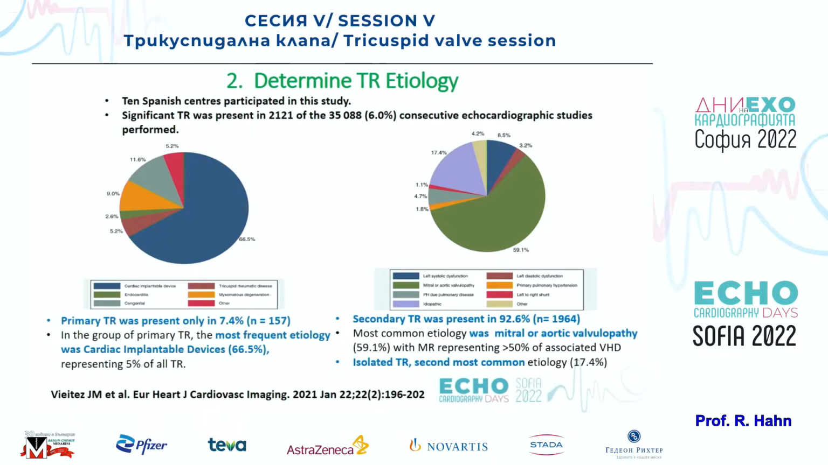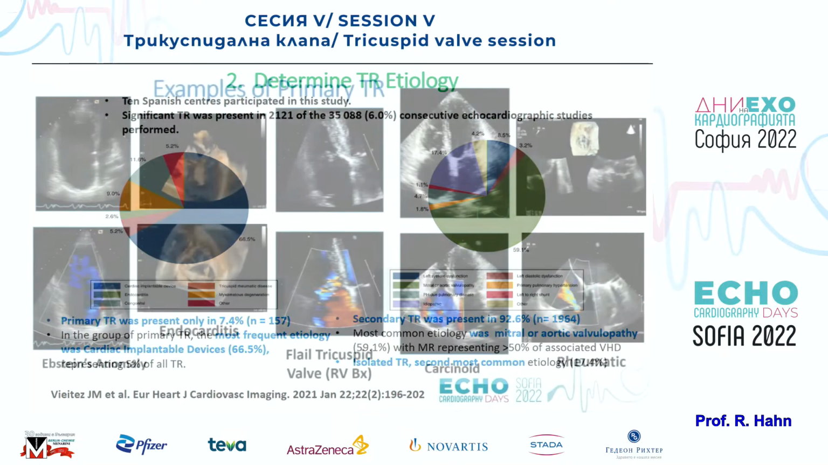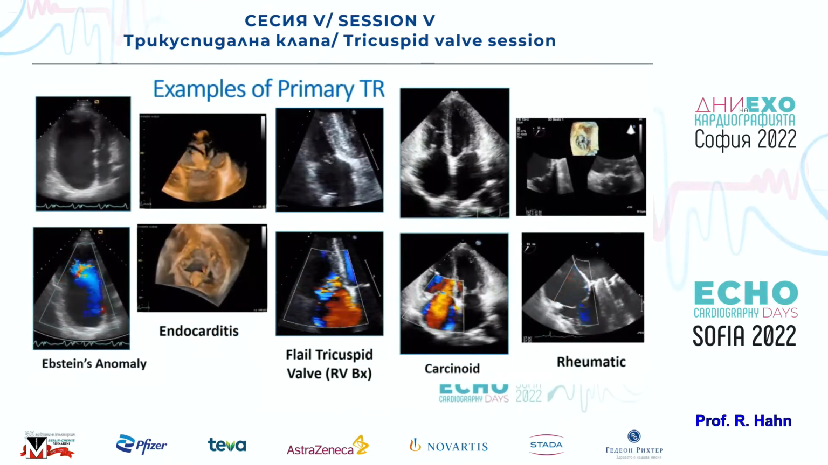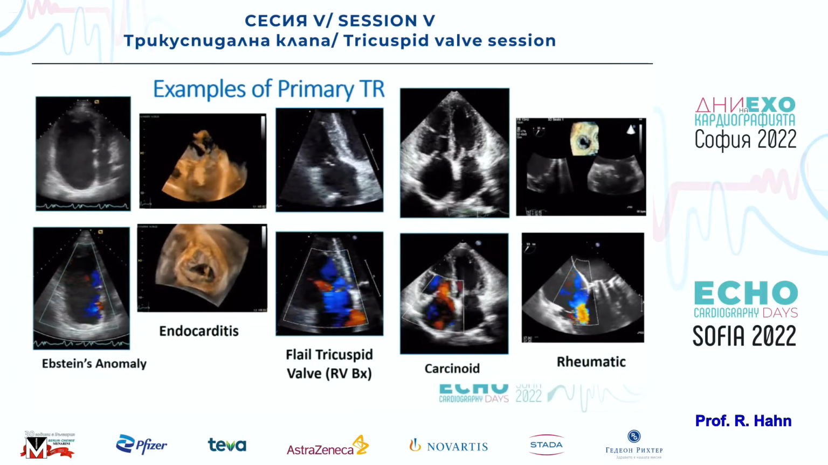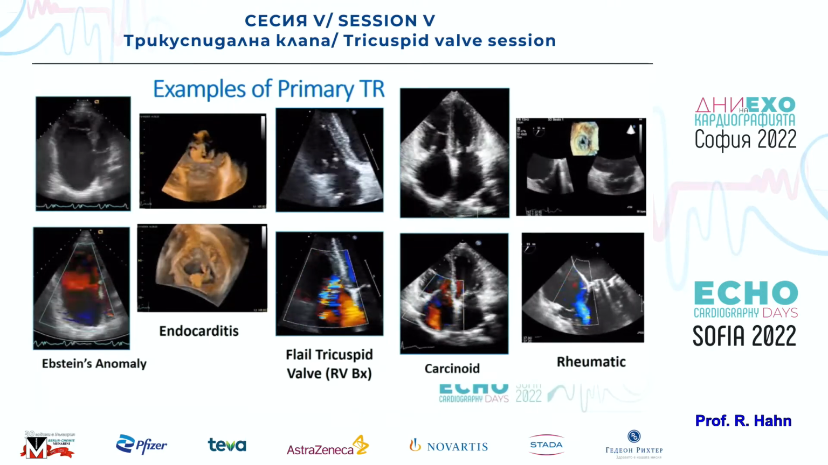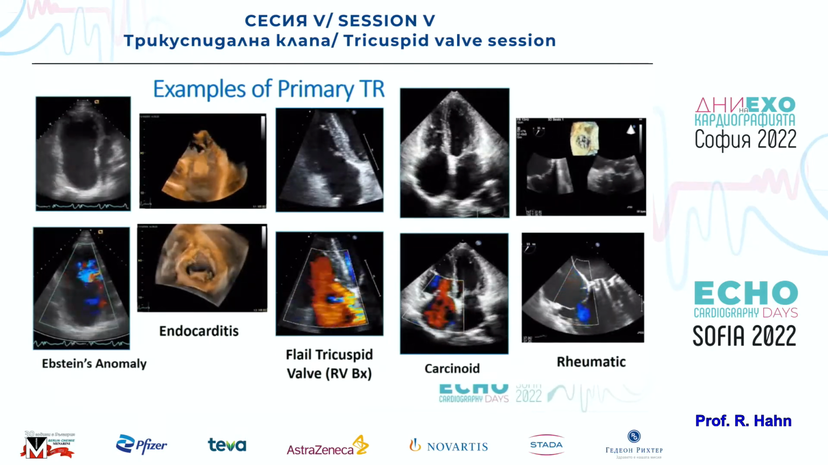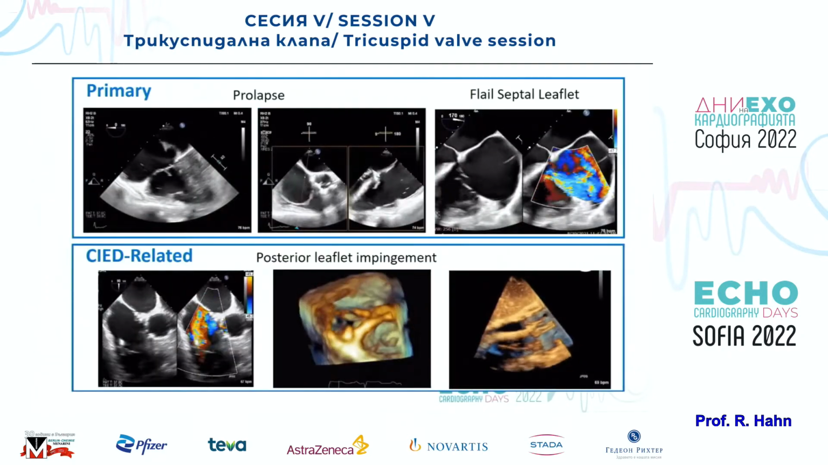Now, the secondary disease is most commonly associated with left-sided valvular disease, so mitral and aortic, with mitral regurgitation representing over 50% of the associated valvular heart disease patients. In addition, they categorize something as isolated TR, also known as idiopathic TR, but now termed atrial functional TR, as the second most common etiology. These are examples of primary TR where the leaflet is the abnormality. The first one you see is Ebstein's anomaly, then endocarditis, flail tricuspid valve after a right ventricular biopsy, carcinoid disease, and then rheumatic disease.